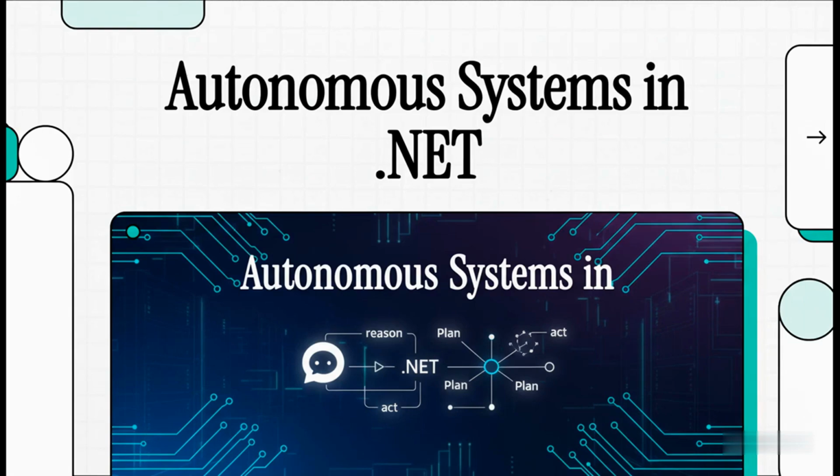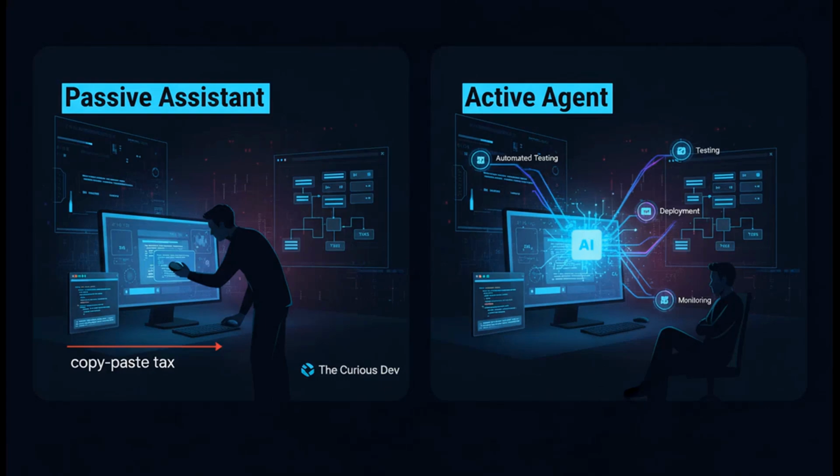Today, we're going to move past all the hype and get right into the nuts and bolts of architecture for truly autonomous AI agents. We're going to focus specifically on the .NET ecosystem and unpack what it really takes to go from a simple chatbot to a system that can reason, plan, and, most importantly, actually do things. Okay, so let's just dive right in.